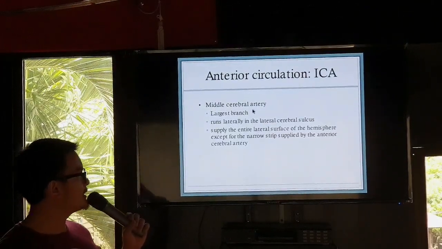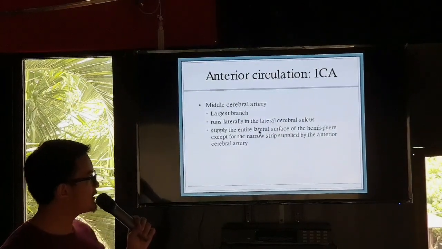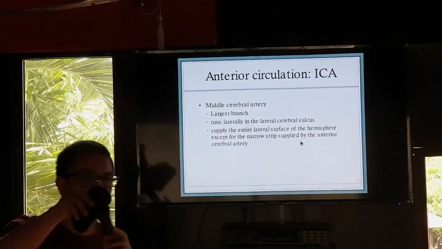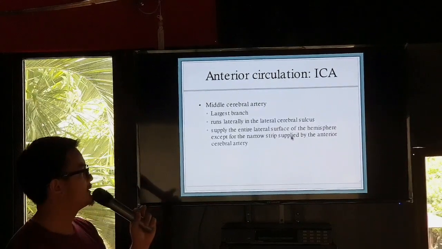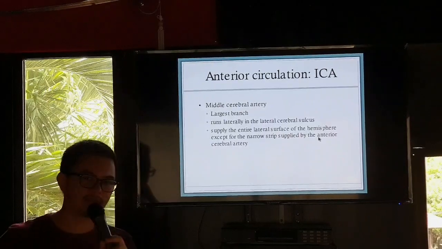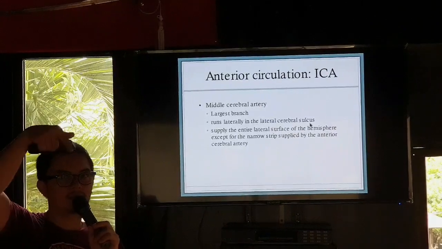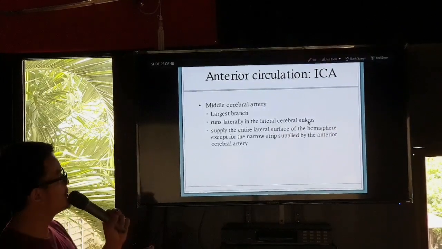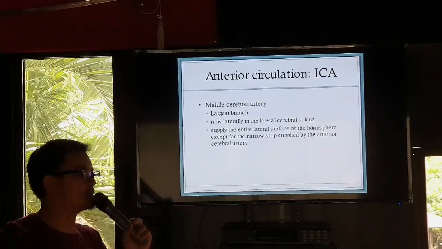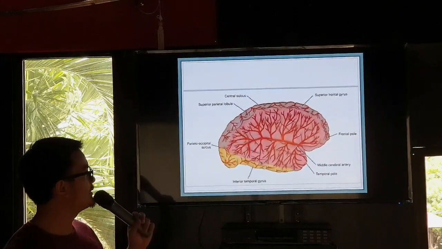So it runs laterally in the lateral cerebral sulcus. As you can imagine, it supplies the entire lateral surface of the cerebral hemisphere, except for that narrow strip, 2.5 centimeters, that is in the territory of the anterior cerebral artery. So remember, anterior cerebral artery: medial surface of the brain and that 1-inch strip. Middle cerebral artery: entire lateral surface except for that strip.